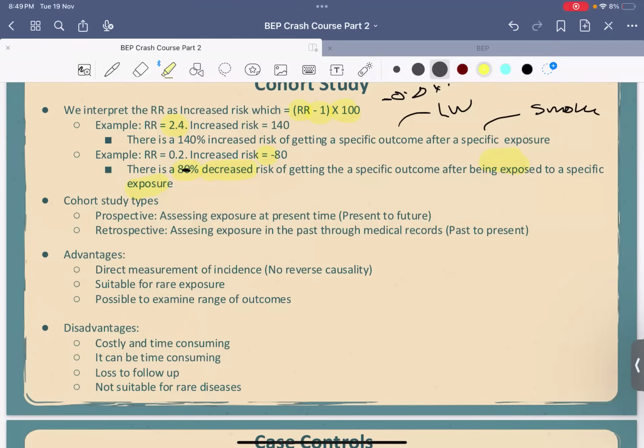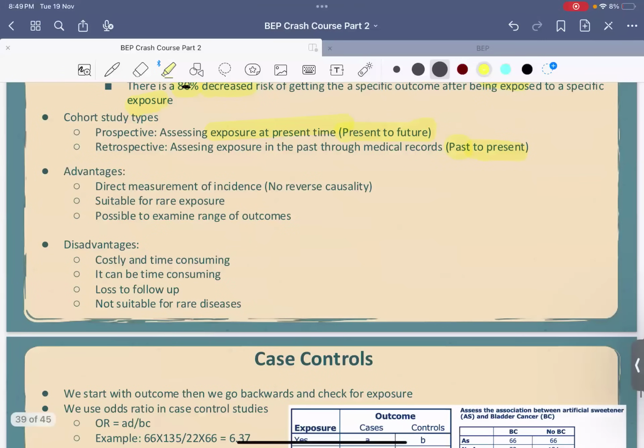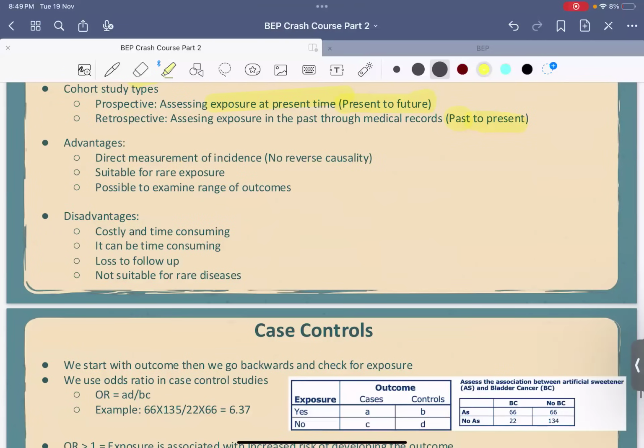So it's exactly the same, but in prospective, I assess the exposure at present time. So it's a present to future study. In retrospective, I start from the past and then come to the present. So it's a past to present study. So I go back and see who is smoking, and then I come now and see who gave birth to a low weight baby and who delivered a normal baby.